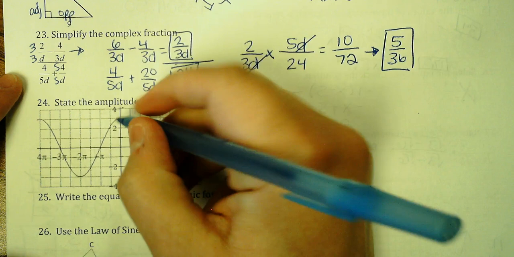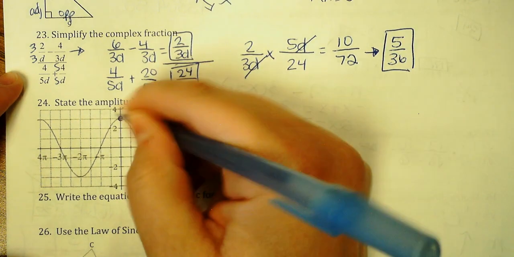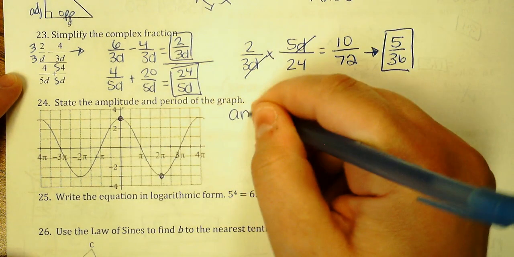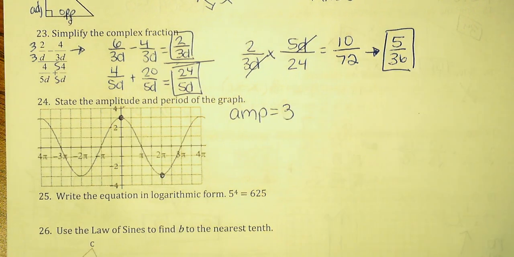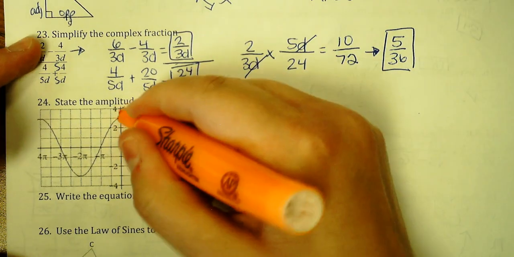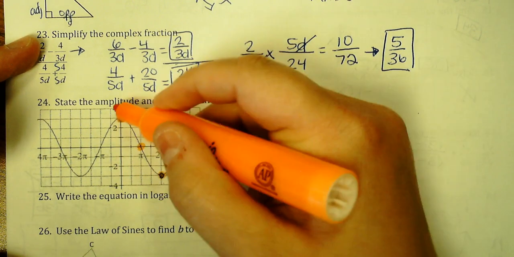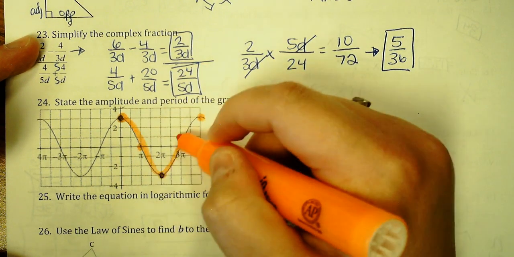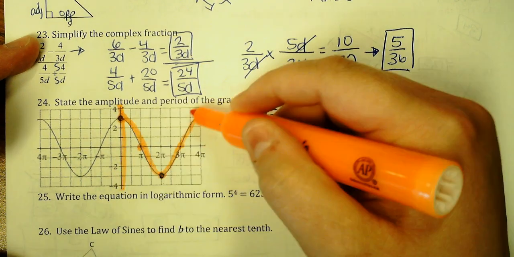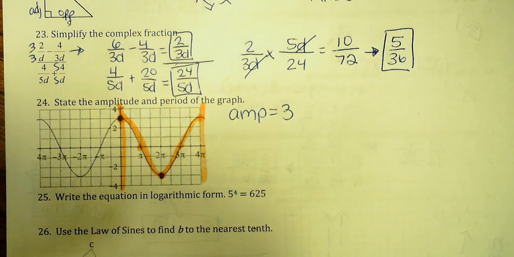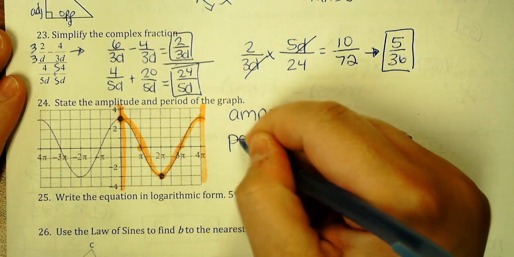Amplitude and period. Amplitude is the height of the wave. We got 3 and -3, so your amplitude is 3. Period, this is a cosine function. One wave, 1, 2, 3, 4, 5. So I make one complete cosine wave between 0 and 4 pi. So my period is 4 pi.